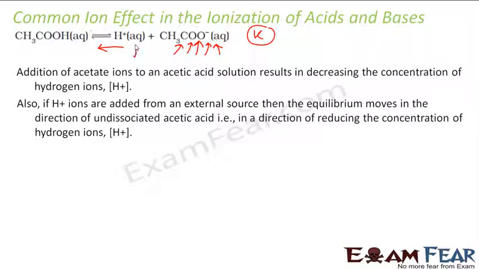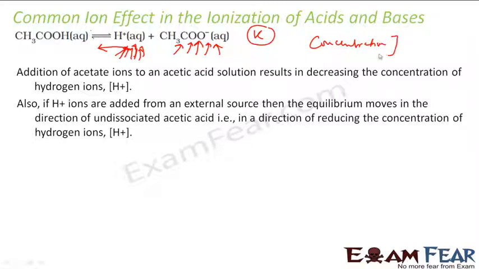Similarly, if you add H plus ions from an external source, the equilibrium will move in this direction, because the stress of adding H plus ions can be relieved only when the equilibrium moves in the left direction. Then the acetate ion concentration is less and more acetic acid is formed. So for the effect of ion concentration, you don't have to think a lot on this, just assume this as the effect of concentration change.